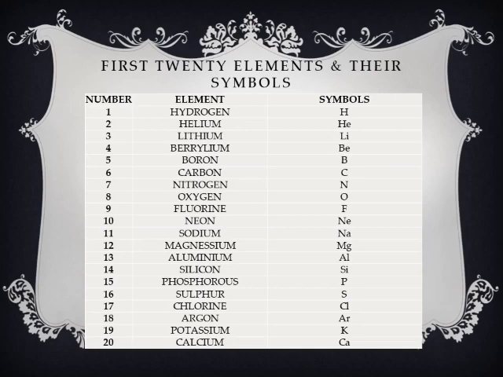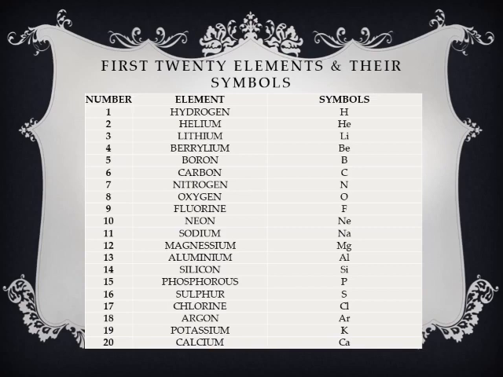Now, at this level, our focus will be on the first 20 elements. So it is paramount that you know the first 20 elements according to their number from 1 till the 20th. We have hydrogen, helium, lithium, beryllium, boron, carbon, nitrogen, oxygen, fluorine, neon, sodium, magnesium, aluminium, silicon, phosphorus, sulfur, chlorine, argon, potassium, calcium.